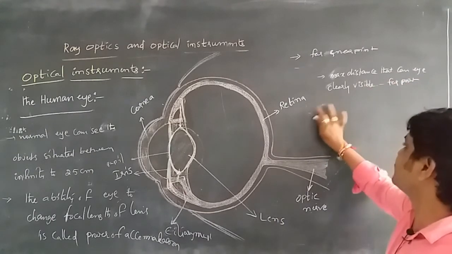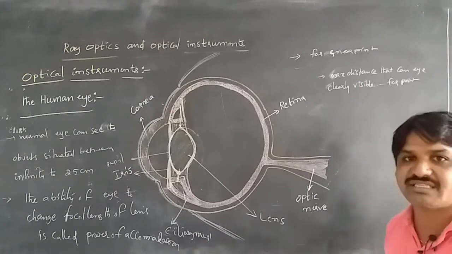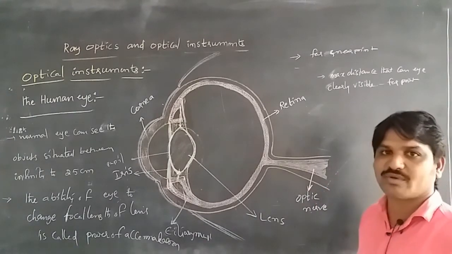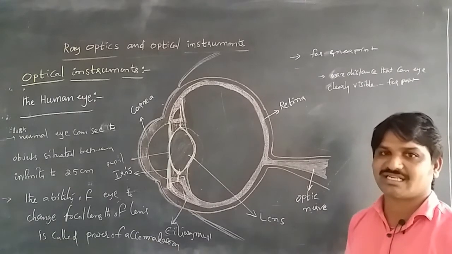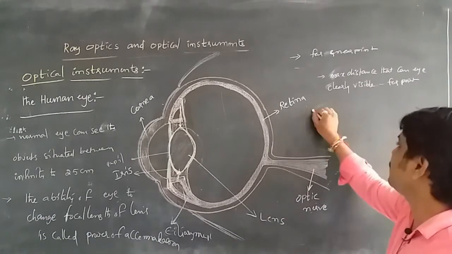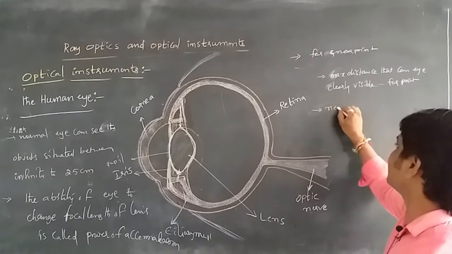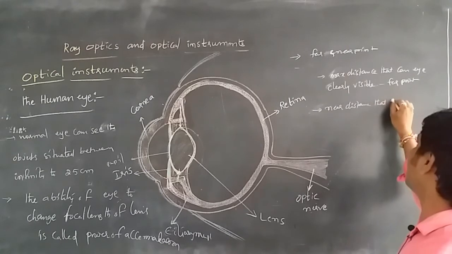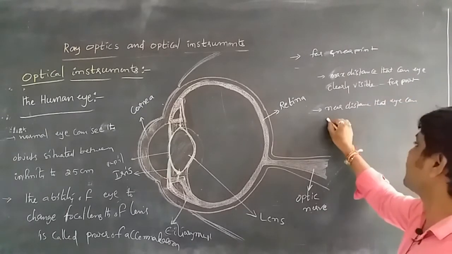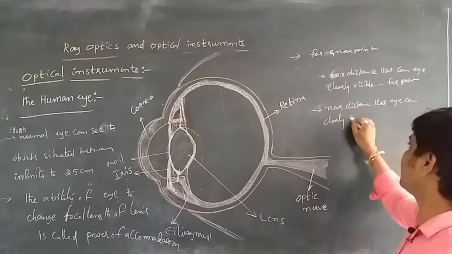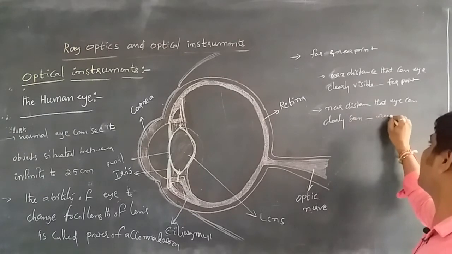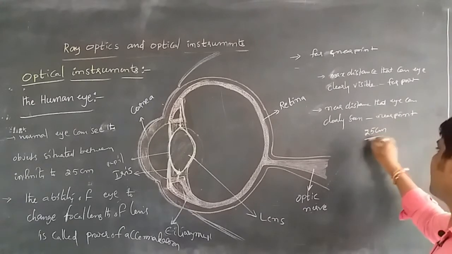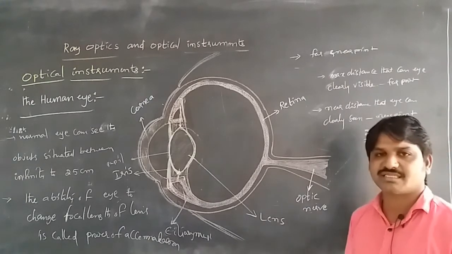The minimum distance, approximately 25 centimeters in front of the eye, at which a normal human eye can see clearly is the near point of our eye. The nearest distance that the eye can see clearly is the near point. For the normal eye, 25 centimeters is the near point.